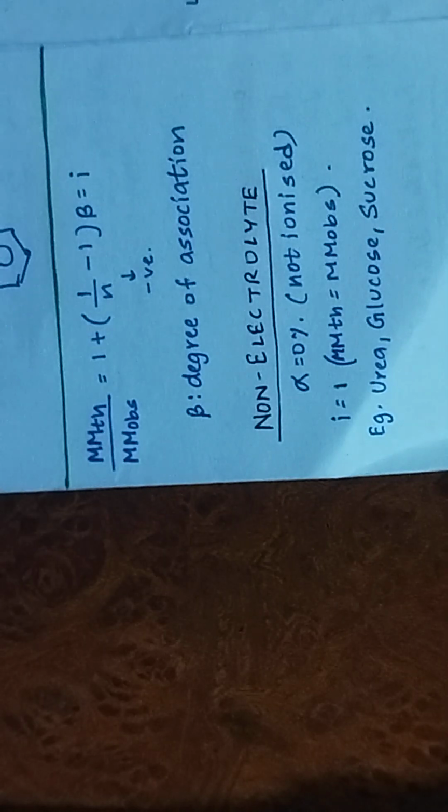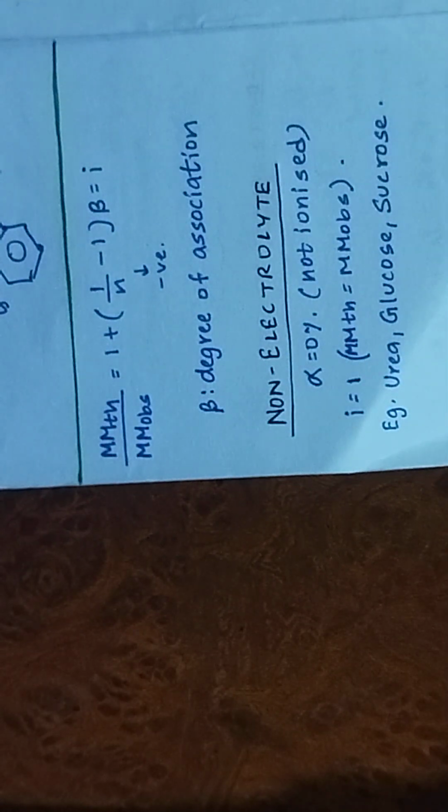For a non-electrolyte, alpha is equal to 0, i is equal to 1, and molar mass theoretical is equal to molar mass observed. It's shown in urea, glucose and sucrose. Now what's the difference between the two? Association is when you associate something, when you join something. Dissociation is mostly when you dissociate something, break something.